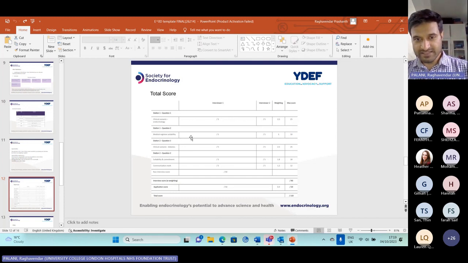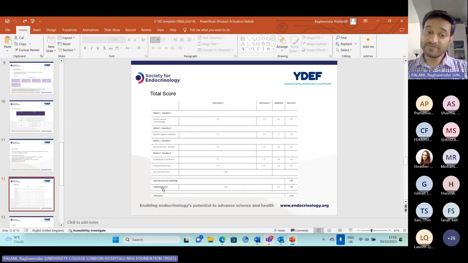Similarly, the medical registrar suitability is just the same. So you should give more weightage and more importance to clinical scenario endocrinology, clinical scenario diabetes, and suitability and commitment, which is 1.8 times your actual score. And then all these scores are added up out of 90. They will give you a point.